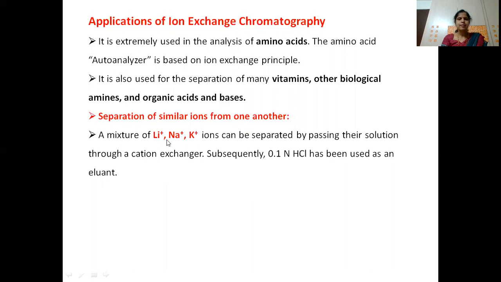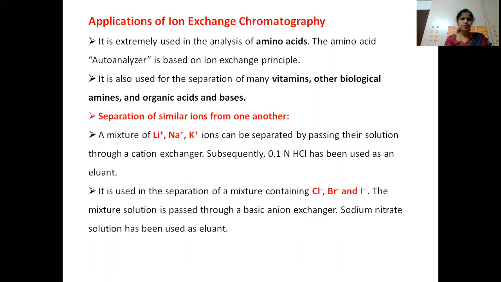This is the sample. When we have lithium, sodium, potassium ions in it, for separating them, because they are positively charged, they are cations, we take a cation exchanger as the stationary phase. And we run it using 0.1 normal HCl as the eluent, where we can separate all these ions one by one. We can also separate anions.